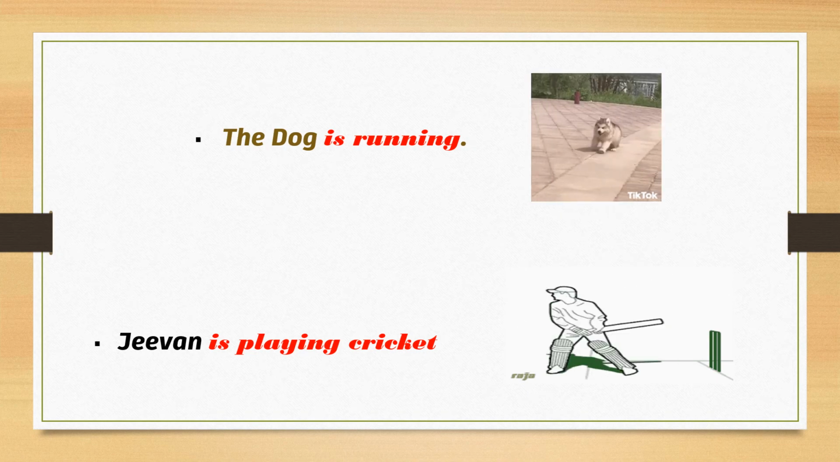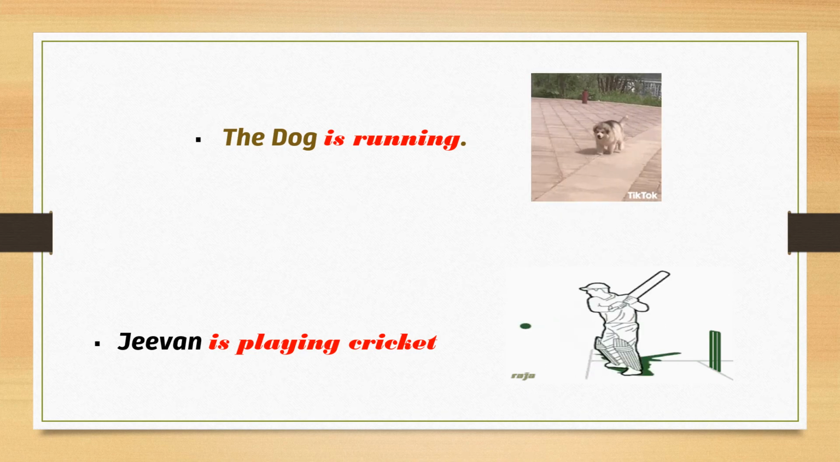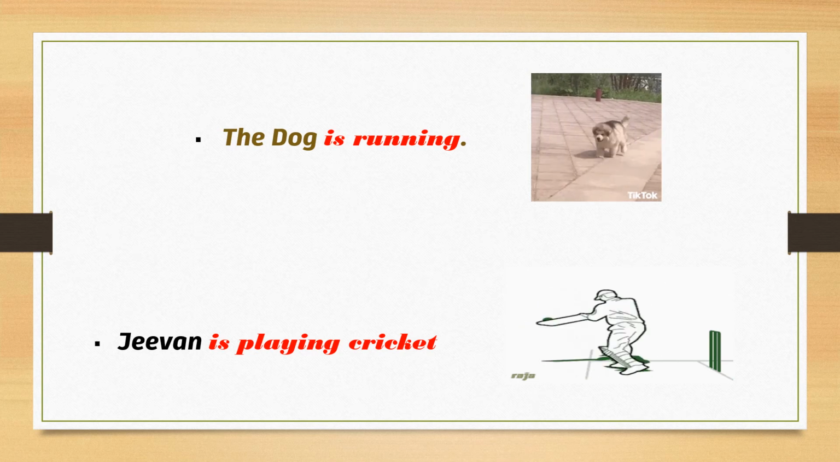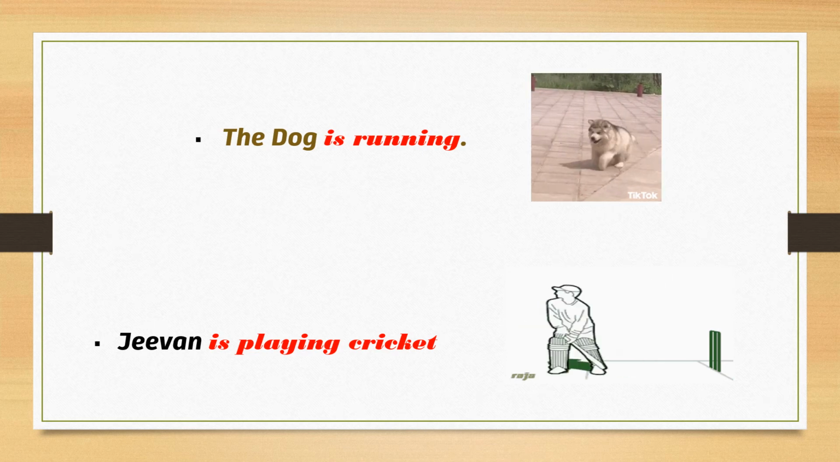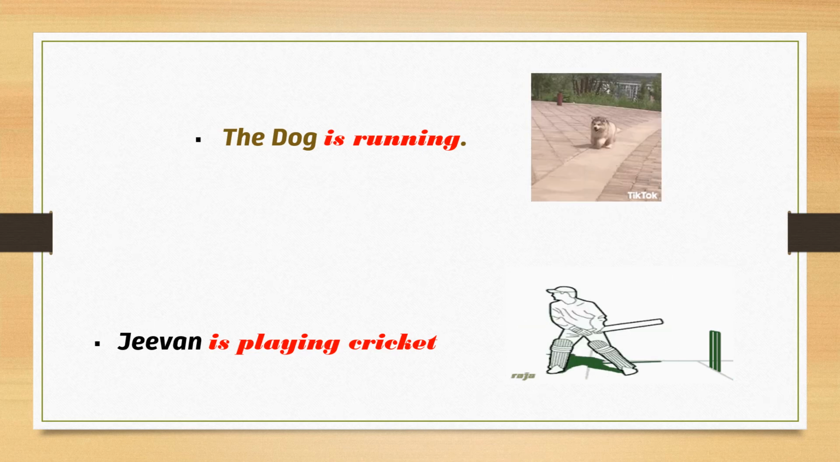Jeevan is playing cricket. Who is playing cricket? Jeevan. So it becomes the subject. What is he doing? He is playing cricket. It is the predicate.